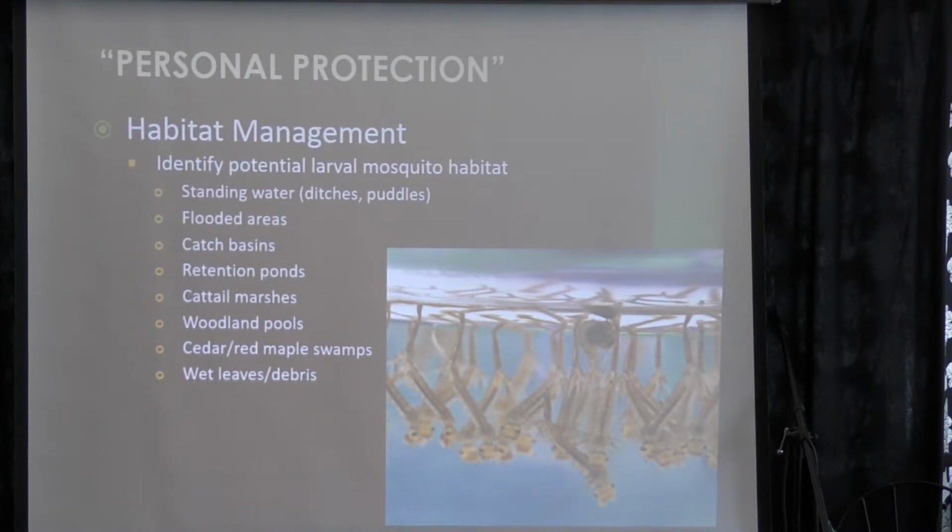Anyway, all of these are potential mosquito larval habitats: any kind of standing water, ditches and puddles, any flooded area, catch basins, retention ponds, which are sometimes called detention ponds, although they're basically the same thing, cattail marshes, woodland pools, which includes vernal pools, cedar and red maple swamps, wet leaves and debris.